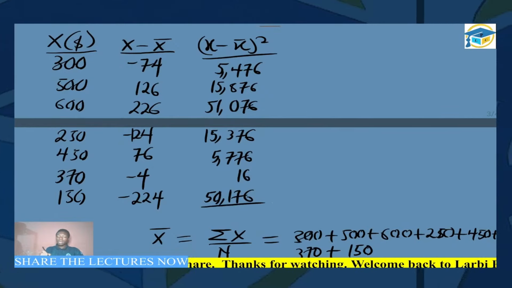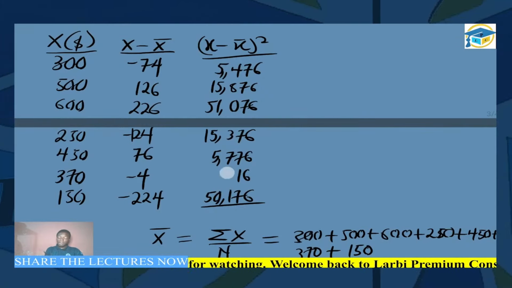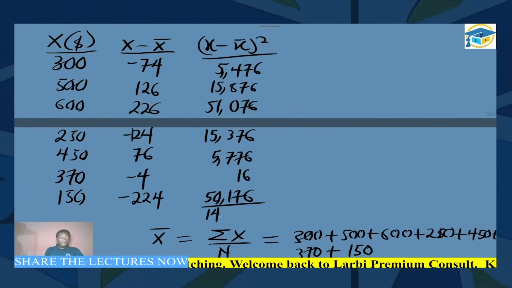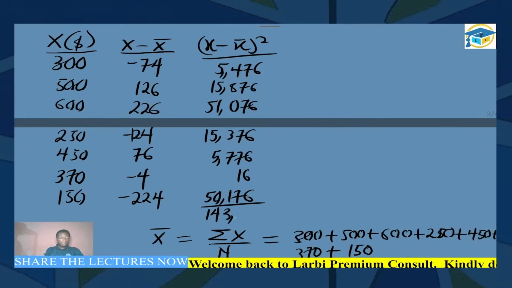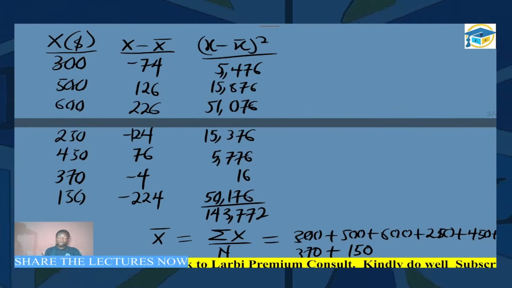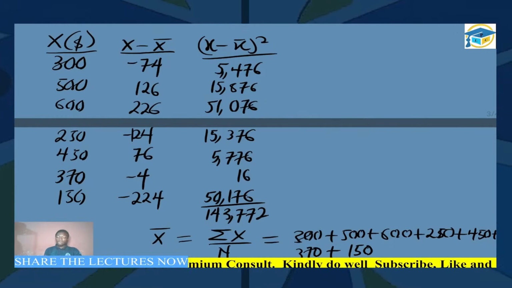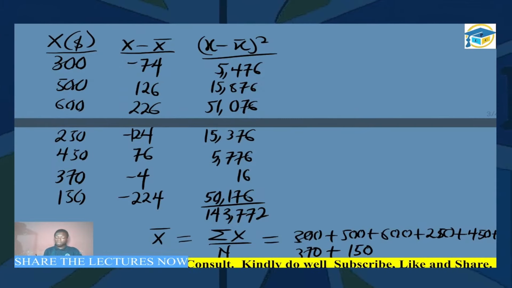So once you're able to get a column for x minus x bar all squared, you then find the total sum. So what are we getting for the summation of these values? When I sum all of them up, I had a total of 143,772 as my total sum for x minus x bar all squared, right? So once I'm able to get this, then I can proceed to find my variance.